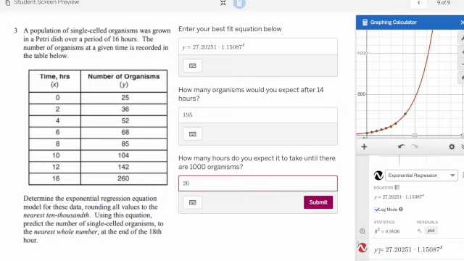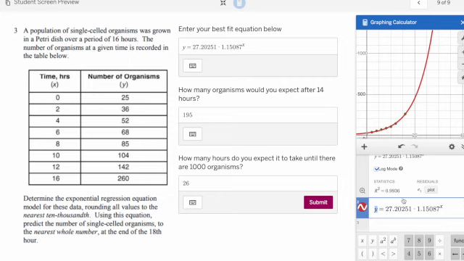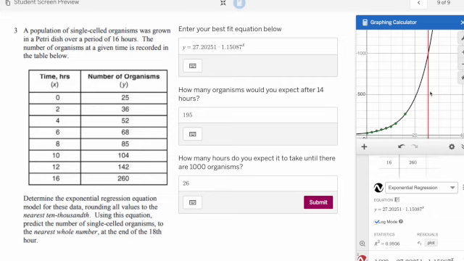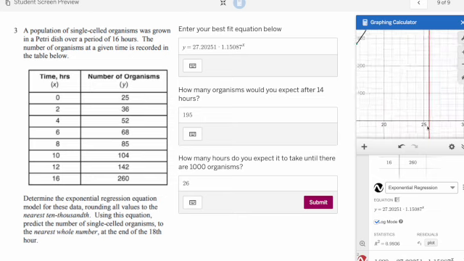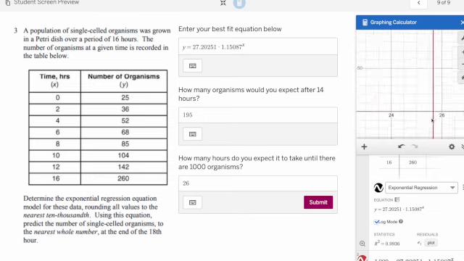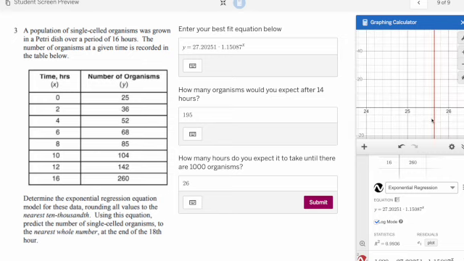The other way I could do it is I could replace my y value with 1,000 here. And you'll get the same answer, right? Zoom in a bit here and you can see it's going to be almost 26, between 25 and 26.